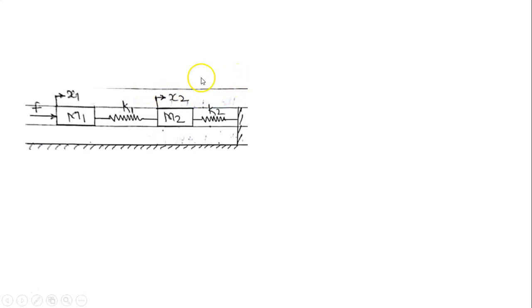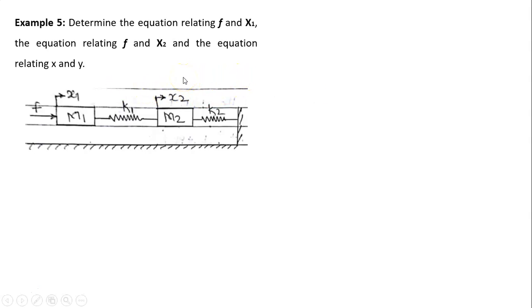Now, next example. Determine the equation relating F and x1, the equation relating F and x2, and the equation relating x1 and x2. There are three coordinates, x1, x2 and ground. Force F is acting at coordinate x1. Spring K1 is there between x1 and x2 coordinate. At x2 coordinate, mass m2 and spring K2 are there. One end of the spring K2 is connected to x2, the other end is connected to the ground. Therefore, this is our diagram.